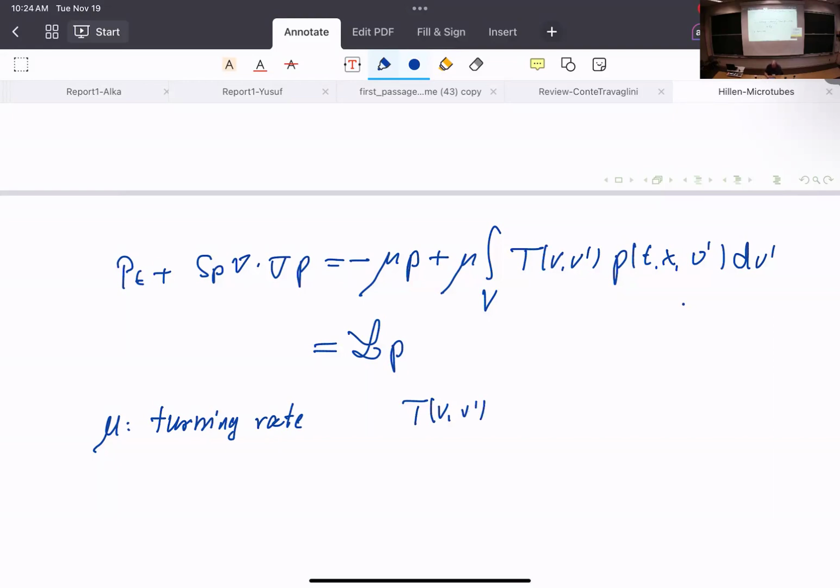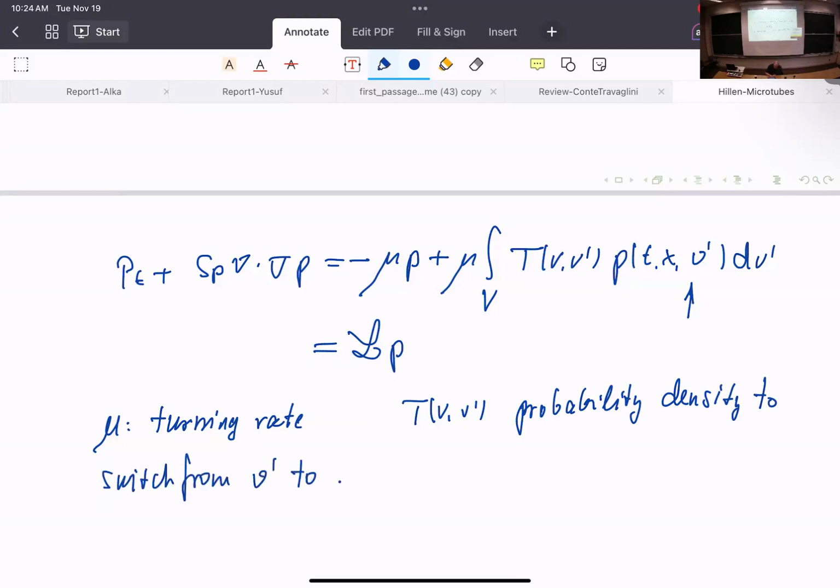This tells you if a tip has a previous direction V prime, what is the probability to choose a new direction V? So that's the probability or probability density to switch from V prime to V. So T of VV prime is the probability density of switching from V prime to V. And all this together, I call this integral operator L of P, just to make the writing a bit easier.